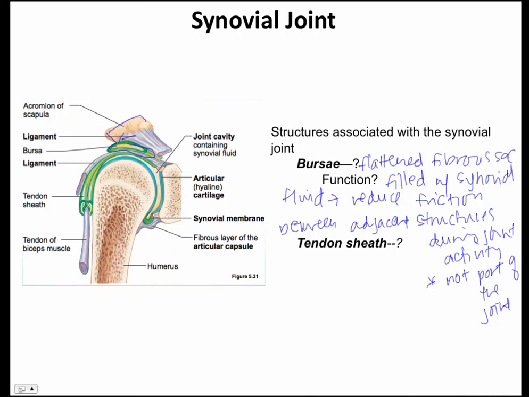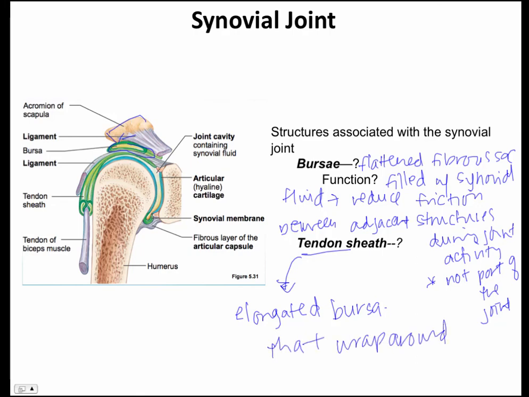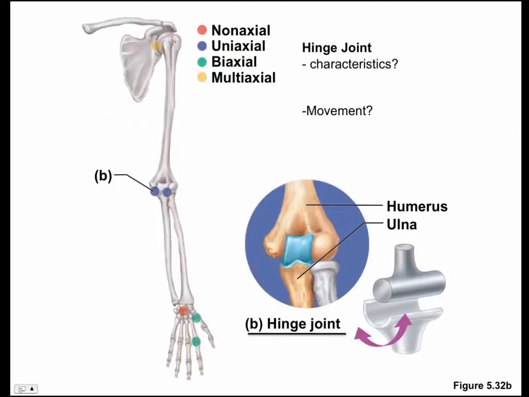Now, tendon sheaths, these are elongated bursas that wrap around the tendons. And tendons, once again, connect muscles to your bones, and this also helps prevent any friction, especially rubbing against our bones as we contract and move our muscles.